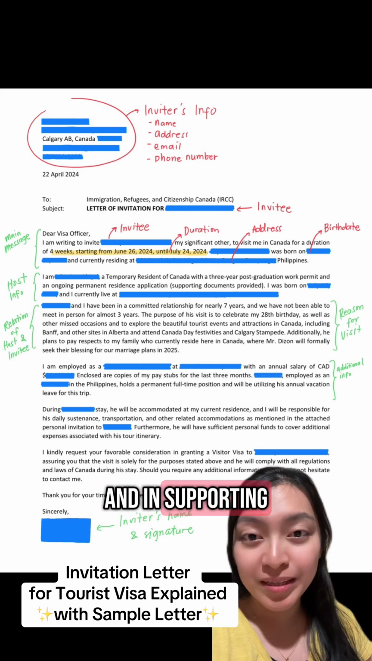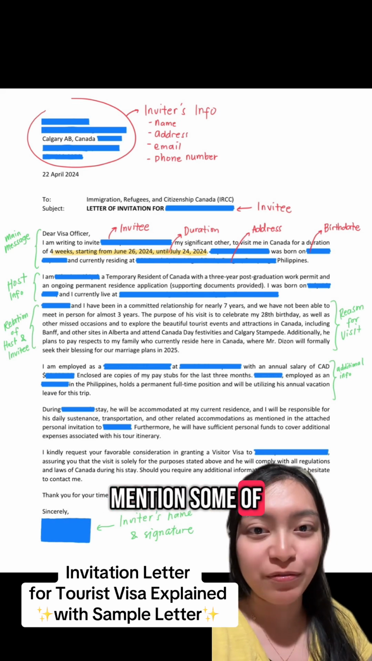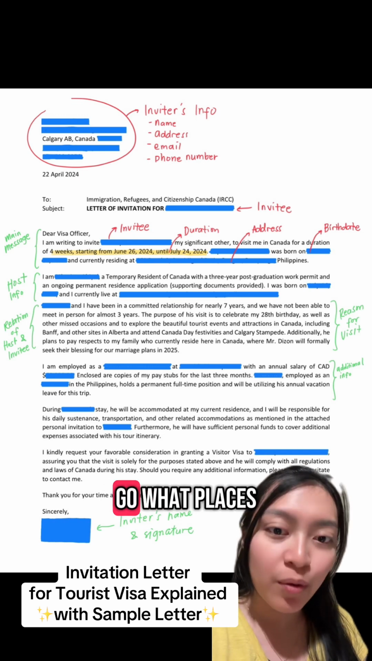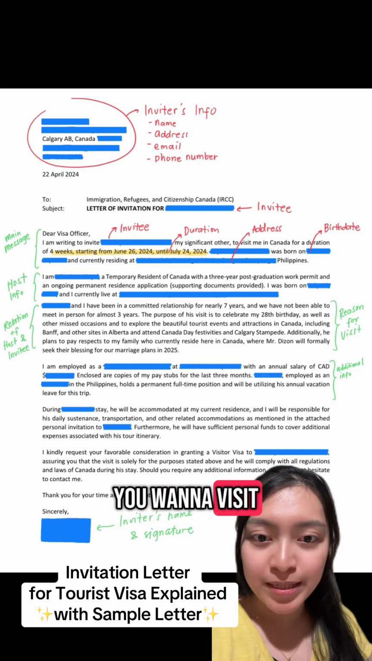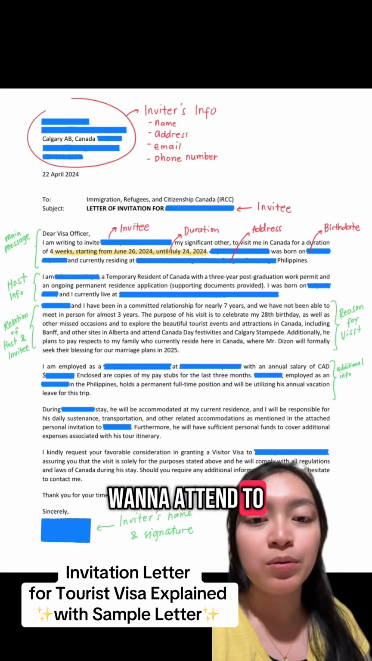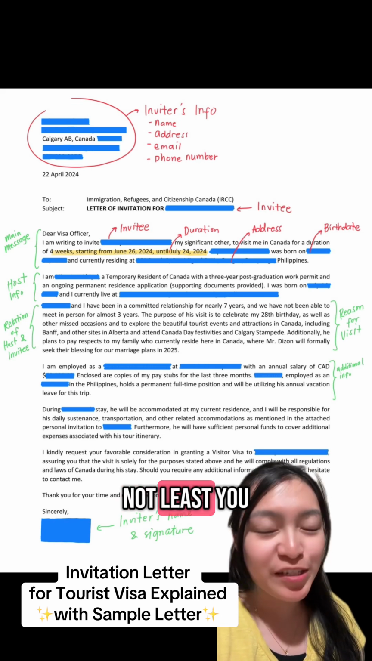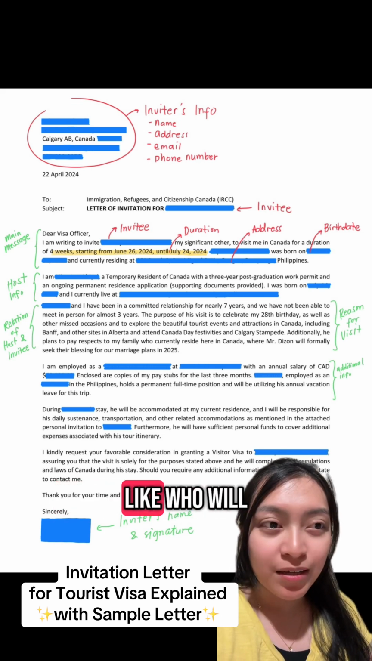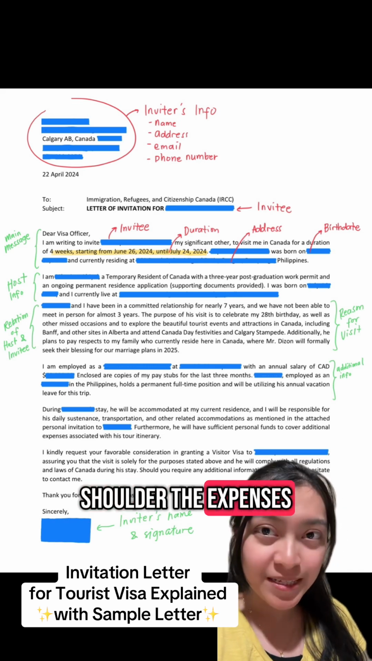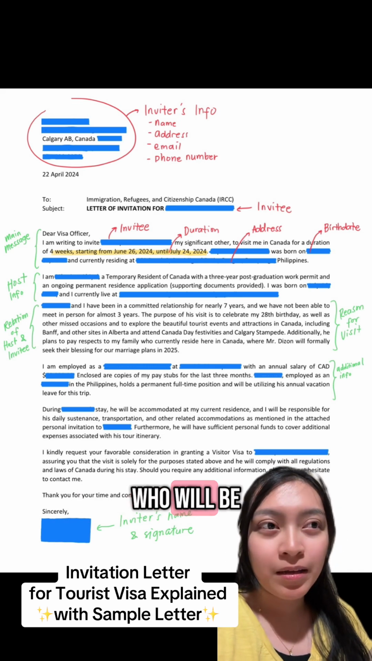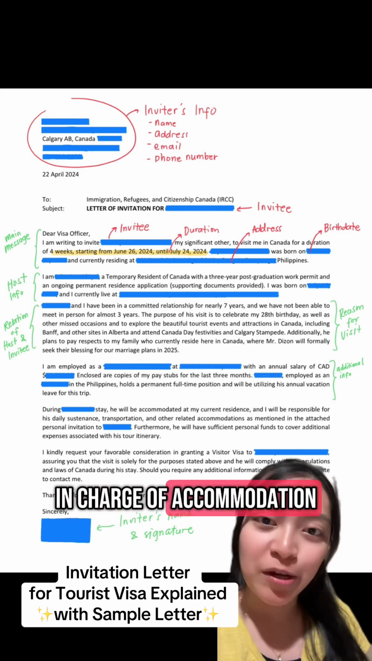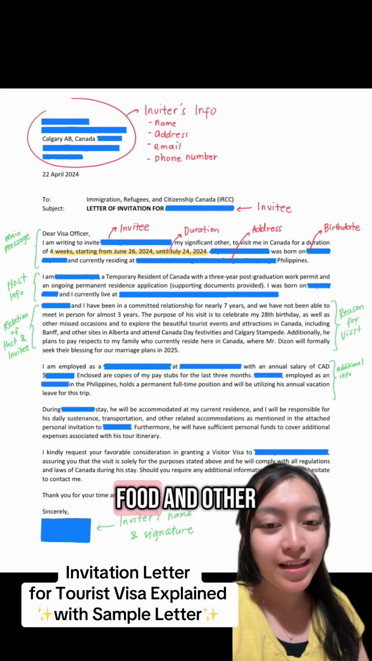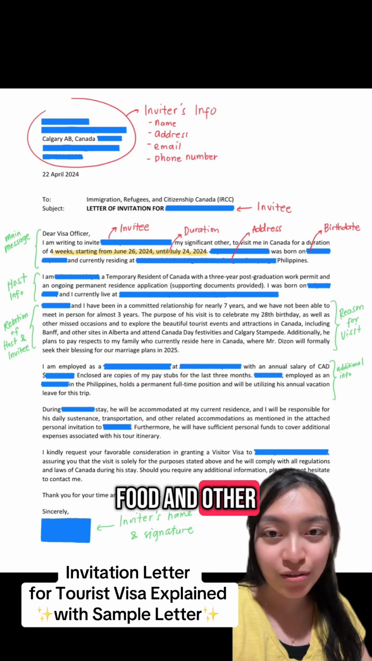In supporting details, you should also mention some of your itinerary or travel plans: where you want to go, what places you want to visit, what events you want to attend. And last but not least, you should also tackle some supporting information like who will shoulder the expenses, who will be in charge of accommodation, travel, transportation, food, and other things.